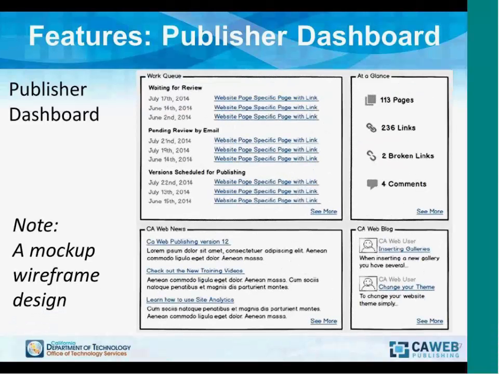In the back end, we have a publisher dashboard. Now, this is basically shown as a mock-up because this part is still in development. So, we mentioned those different privileges. Let's say that you are an editor for the website, and when you log in, you are able to see from your dashboard all the work that is pending for you that you need to address, whether you need to review something, or whether there are other things that are scheduled for publishing. It gives you a quick way to have access to that type of information.